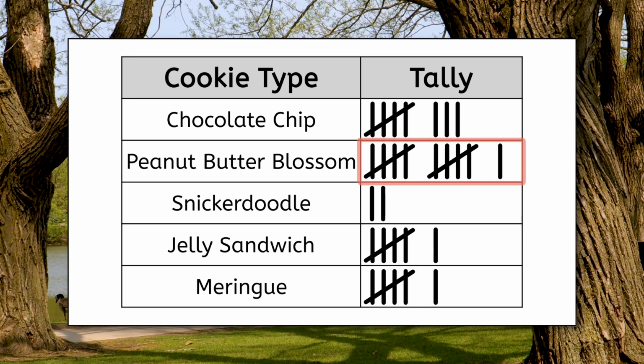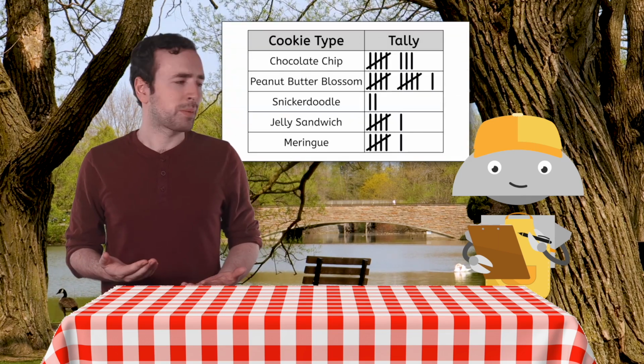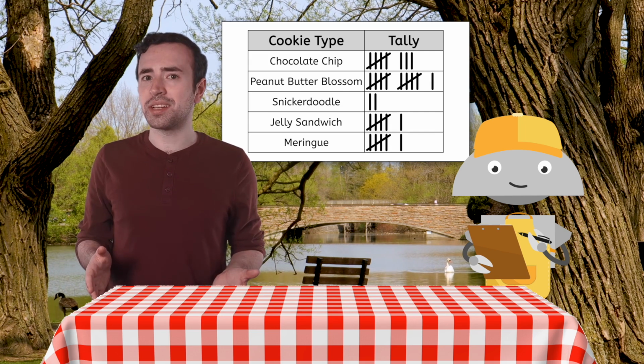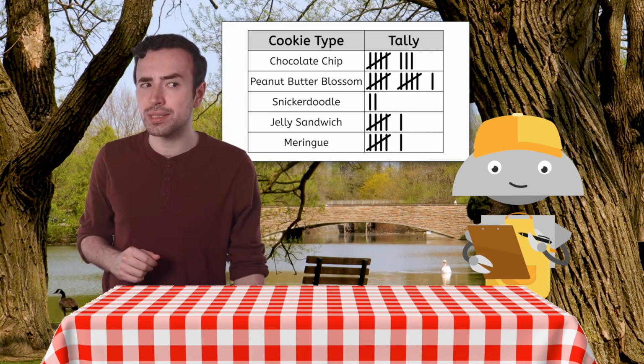Wow, there are a lot of tally marks next to the peanut butter blossoms. Interesting. It's still early though. We have plenty of time to gather more data, but we're kind of running out of room for all these tallies. There must be another way we can collect and easily review this data.